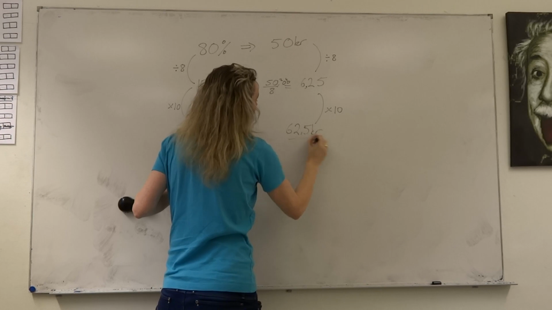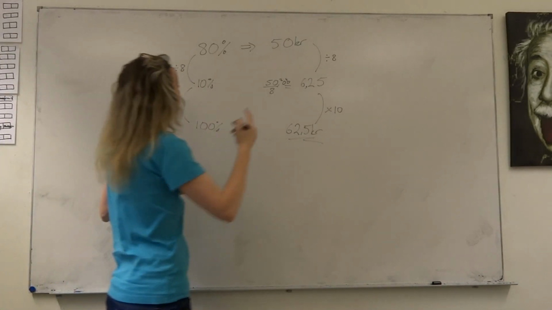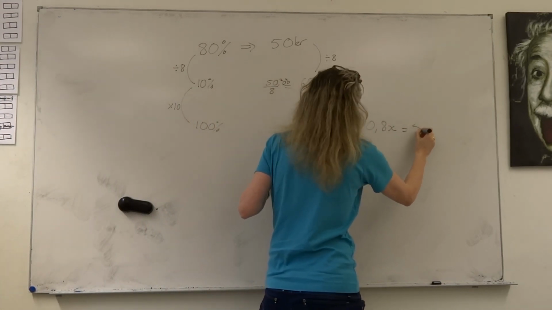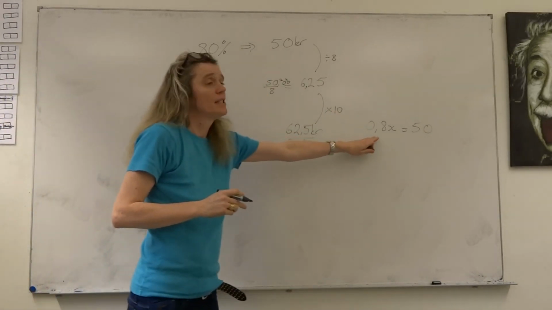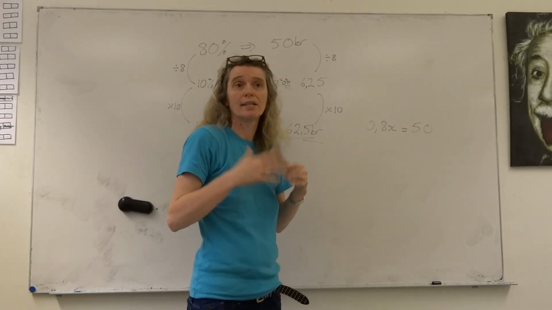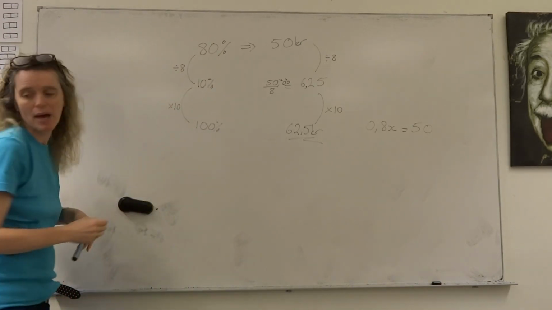And for those of you that would like to try the algebra way, what you'd get here is 0.8 of x equals 50. And then try and solve that. 0.8, 80% of the whole price, is 50 kronas. What is the whole price? What is 100% of x? What is 1x? Using the same method.